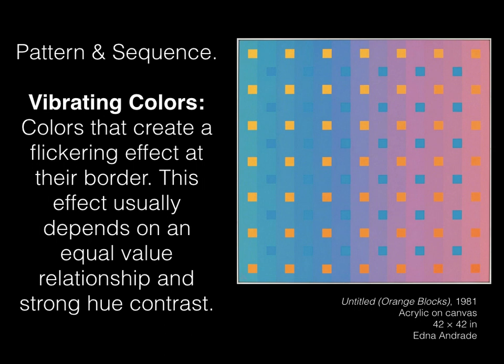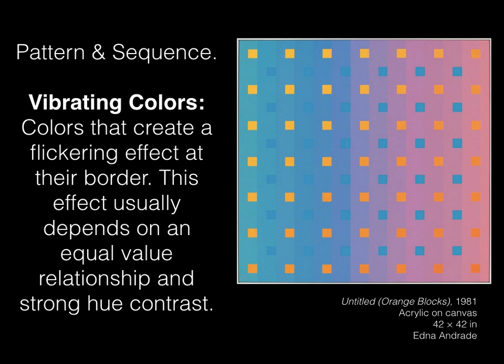Pattern and sequence. So this is another example of rhythm. This is vibrating colors: colors that create a flickering effect at their border. This effect usually depends on equal visual relationships and strong hue contrast. Hue is another synonym for color. We've gone through our color section already, so we know that vibrating colors are often complementary colors.